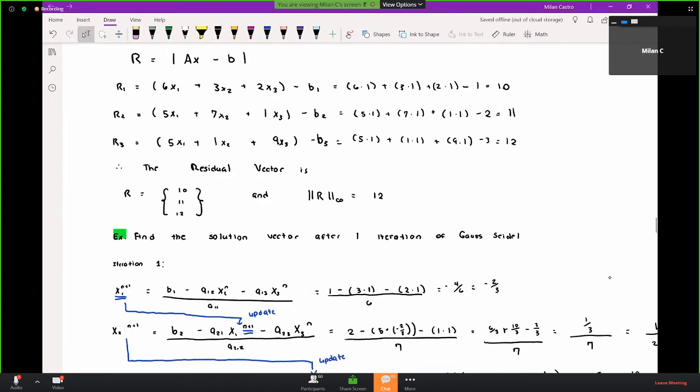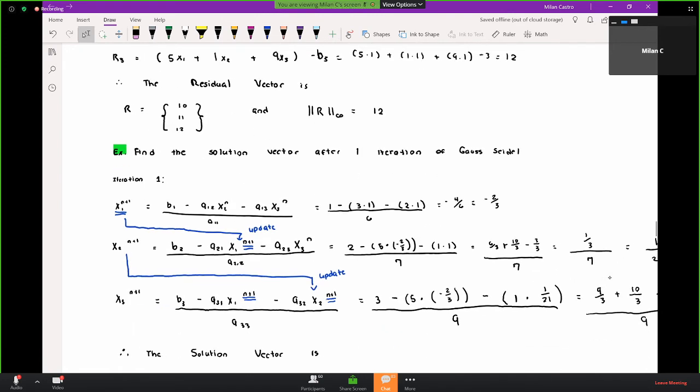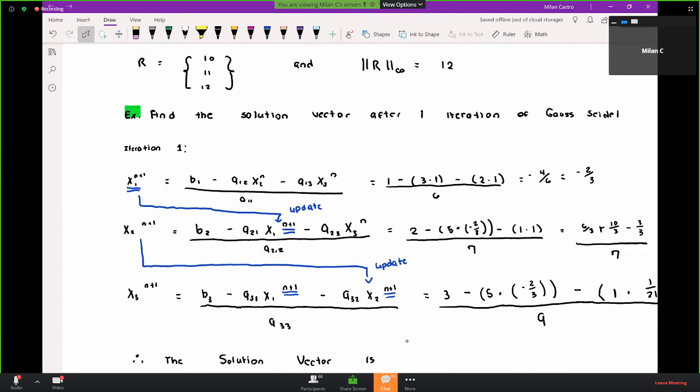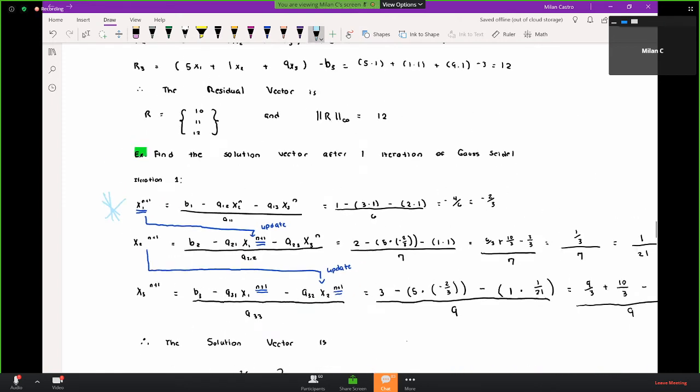All right, so that was pretty simple. Now we're going to go to finding the solution vector after one iteration using Gauss-Seidel. So what is the main difference between Gauss-Seidel and Jacobi? In Gauss-Seidel, we are constantly going to be updating our x terms. As you can see here, I would write down these formulas that I have here. They're already in a good form. I'll just write them down for Gauss-Seidel. This is pretty much all you need to know. Once you have the formula, you can just put in your values.